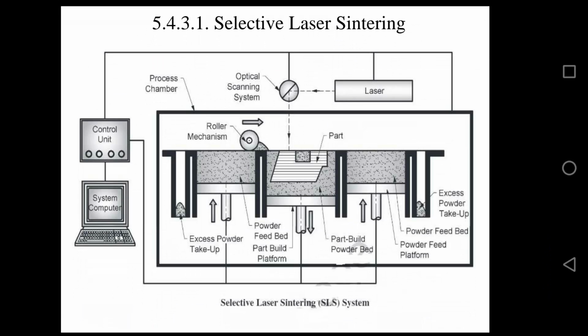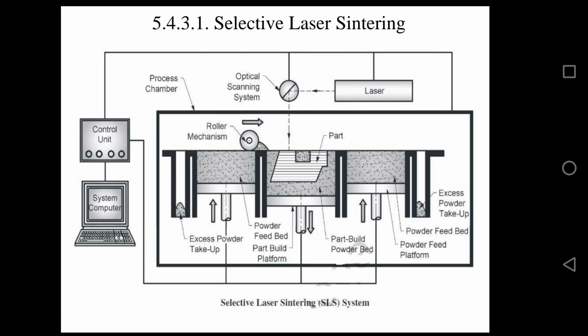This process is more similar to the stereolithography process, but the only difference is that in the selective laser sintering process, the material used is powdered polymer or powdered metal composite instead of liquid resin. In stereolithography we used liquid resin, but here we use powdered polymer or powdered metal.